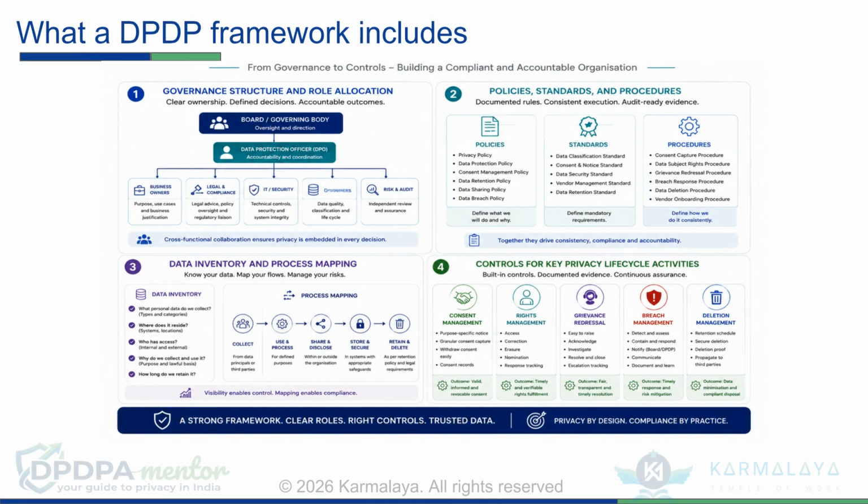A comprehensive DPDP framework includes 4 pillars: governance structure, robust policies, thorough data mapping, and built-in controls for privacy lifecycle activities. You should understand that compliance is not a single control, but a connected set of structures and workflows. Next, we will go through each of the pillars in detail.